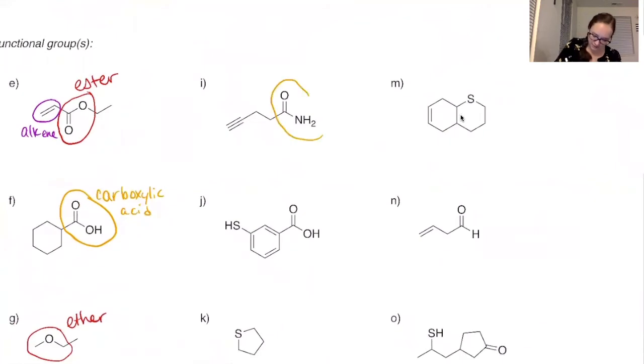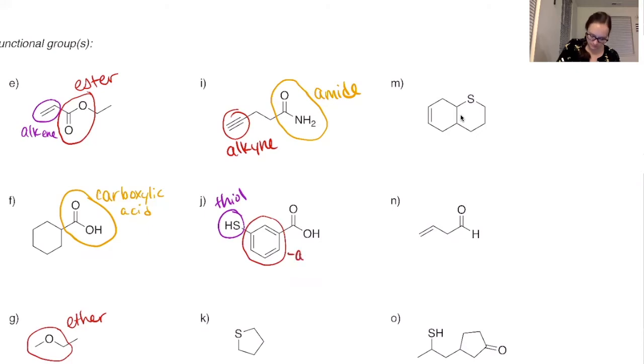I'm going to go ahead and just circle that amide again. Notice how now we have an amide where the nitrogen has 2 hydrogens. Before we had a carbon off of the nitrogen. Those are both still amides. And then we have our carbon-carbon triple bond, which is an alkyne. Okay, we have over here in J a thiol. We also have an aromatic ring. And then lastly, we have a carboxylic acid.